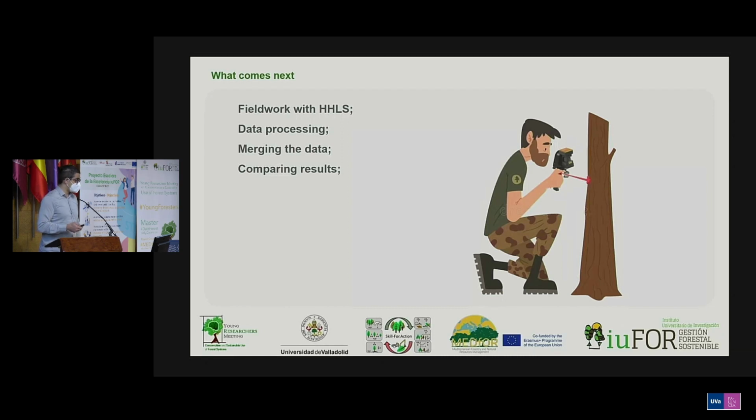So what comes next in my work? I need to collect some data in this area and do all the processing, the pre-processing, the merging of data, and compare the results. I did this in another area, but for Jarandilla, we're planning to do it next week.